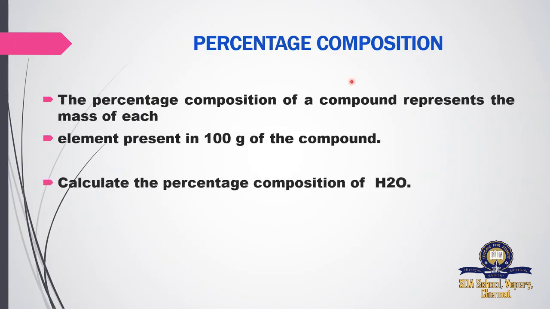Here we have a topic, percentage composition. The percentage composition of a compound represents the mass of each element. Mass of each means when we take a compound, it is combined together with the elements. So we can calculate the individual element, and then only we can know the compound percentage.